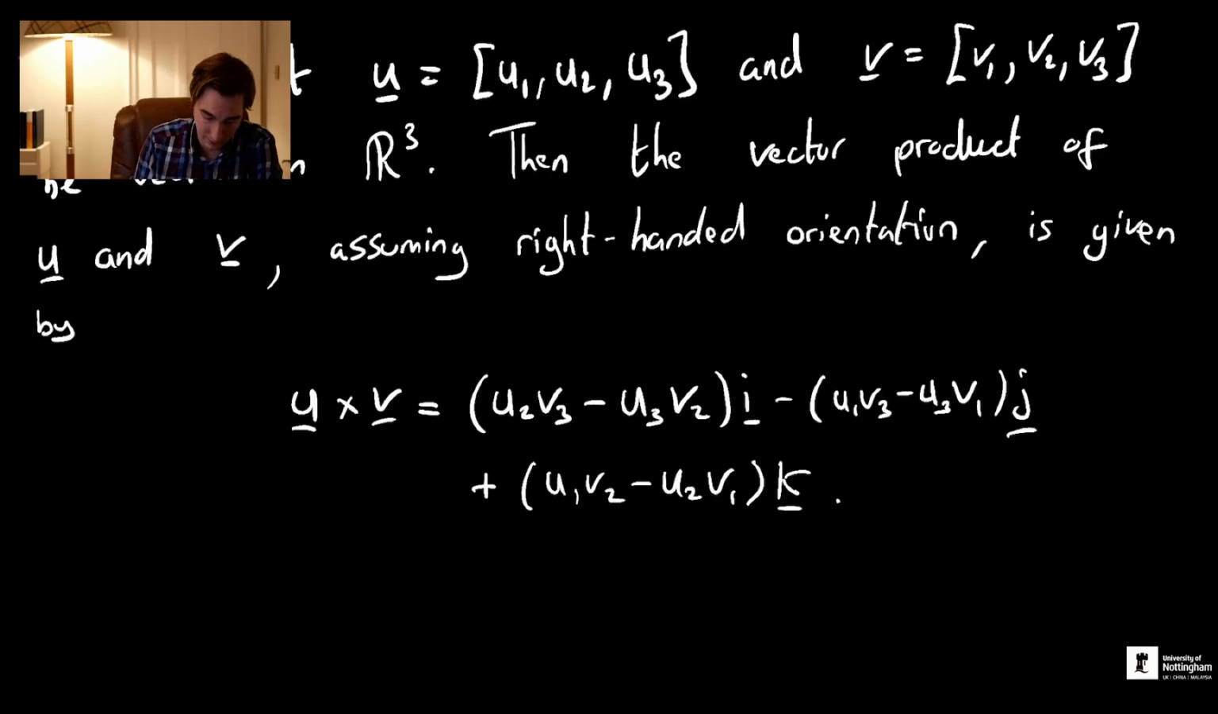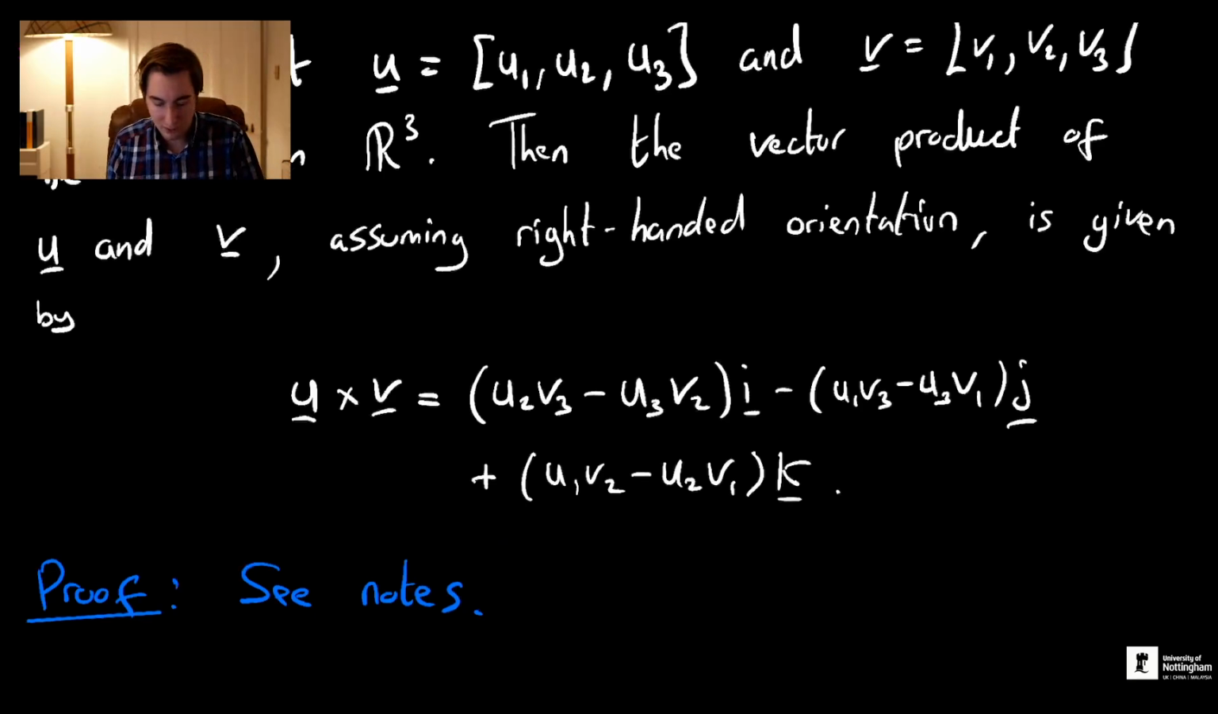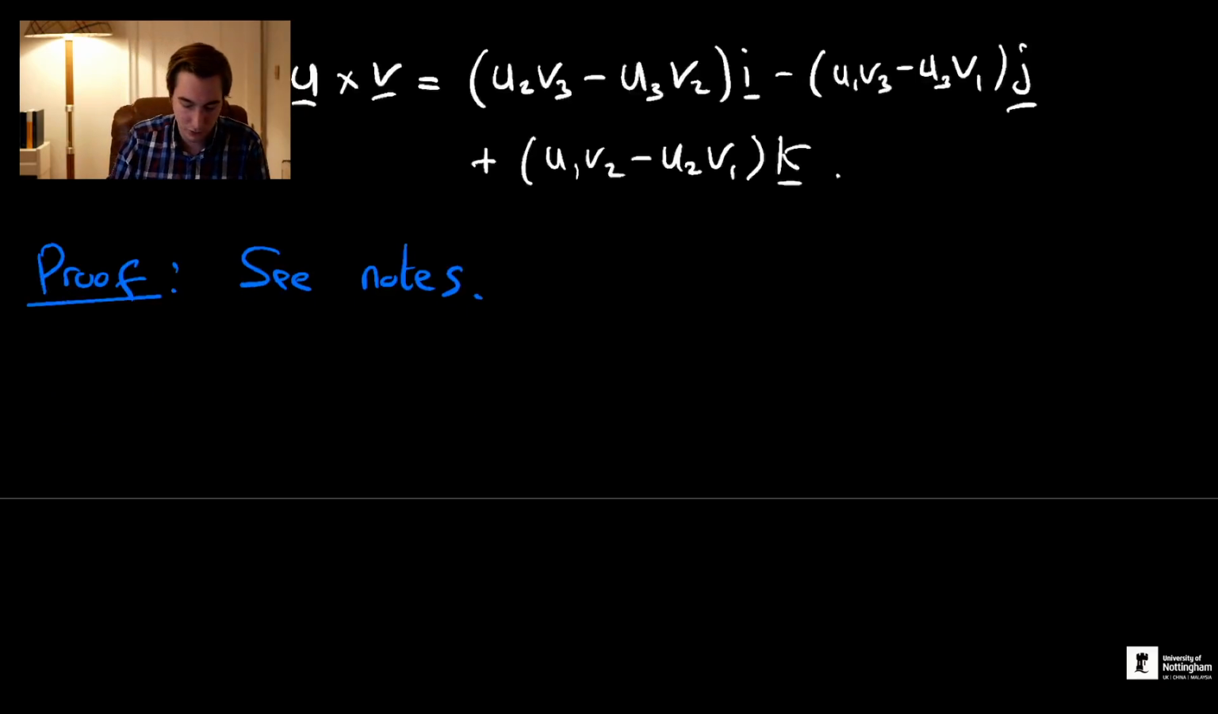And the proof of that, as I said, is in the notes, and it simply applies the distributive rules. So I'll just say proof, see notes. Read those in detail yourself. If you have any questions, come and see me in the office hours or contact me via email. So we've constructed all that, we've got our theorem. Now let's see if we can calculate an actual vector product between two vectors. So we'll go to our example.